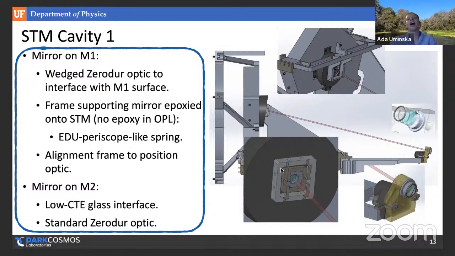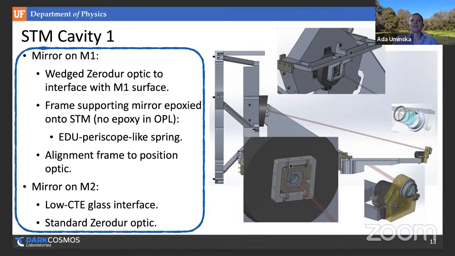Okay, thank you. So this frame will be positioned on the M1 surface using this rather complicated looking metal bar. This is just for alignment purposes, so we can bond this frame, and later it will be taken off for the measurements. Our second mirror of the cavity will be mounted in exactly the same way as used for our TTS. It will use some intermediate zero-dur piece that will contact M2 from the back, and again will be pressed against the back of M2 using the soft spring shown here.